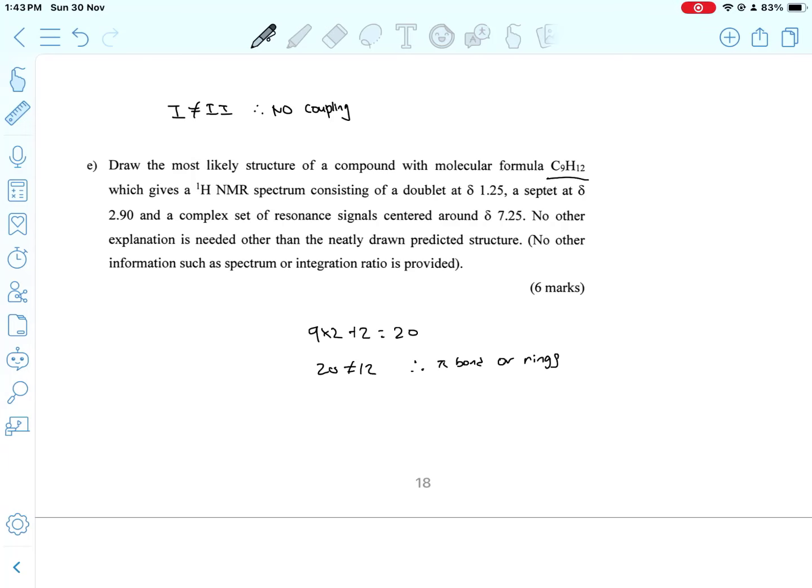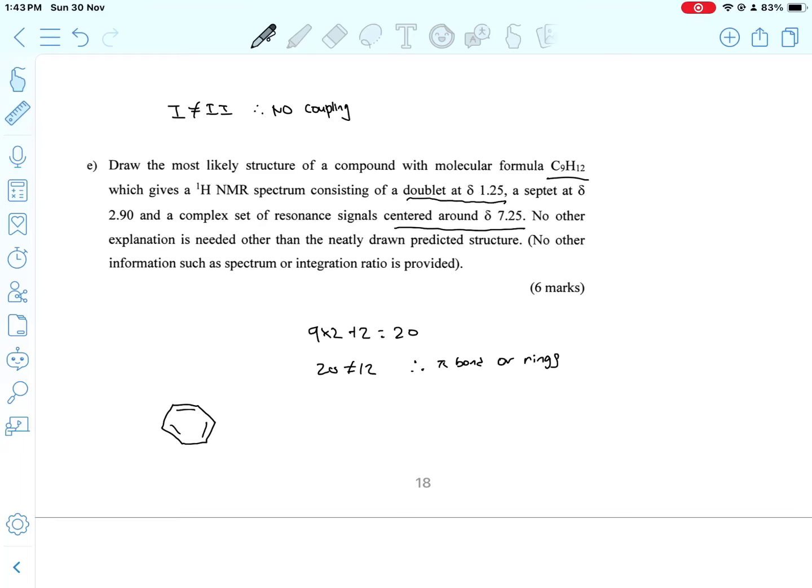Well, the next thing to do would be to use the information that they've given us. So they told us there's a set of resonant signals centered around 7.25. And the 7.25 should give you a hint of what it is really. So it's actually a ring. And what kind of ring, I have no idea. I don't take organic chem, but it is a ring. So let's draw the ring first.